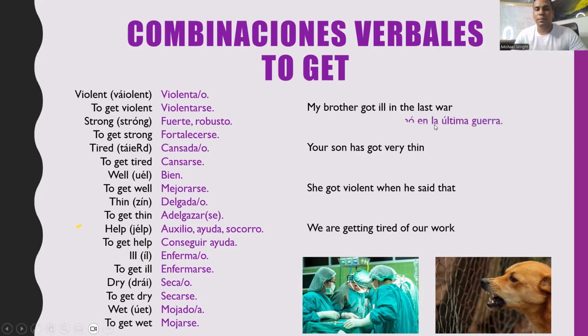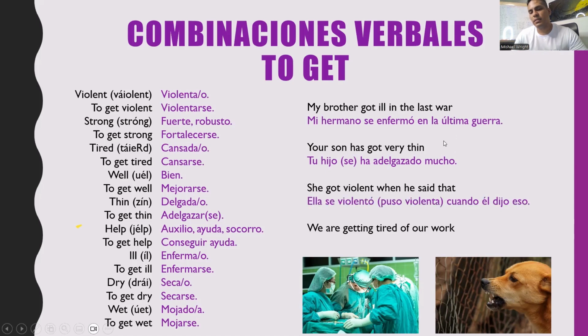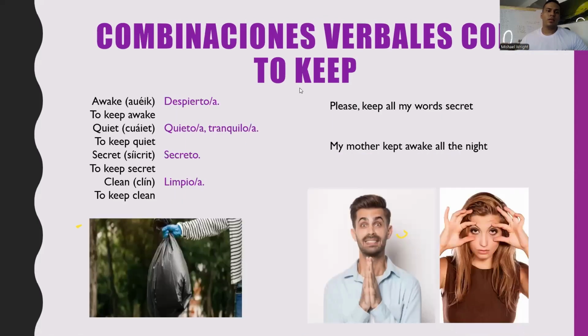So I say this one. Your son has got very thin. This other one. Okay. She got violent when he said that. Okay, we are getting tired of our work. So we're getting tired. We link these words, right? We're getting tired of our work, right? Okay, so that would be this one.